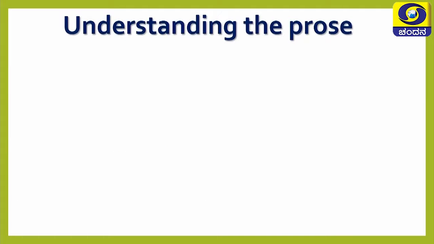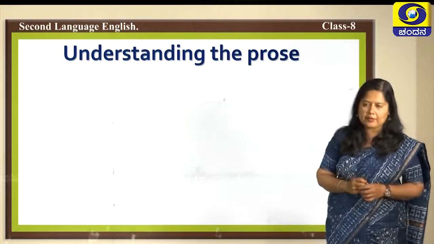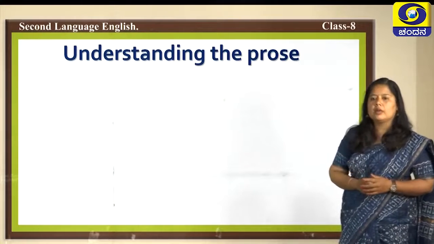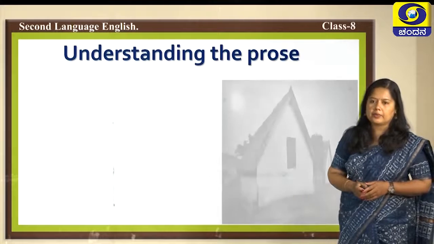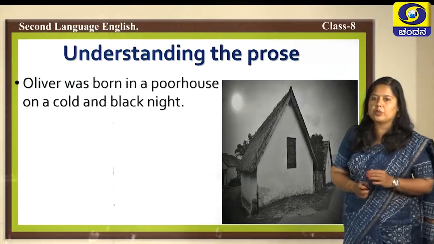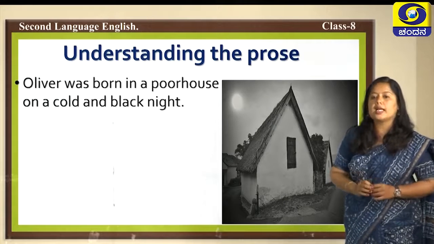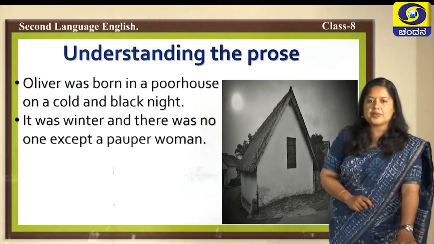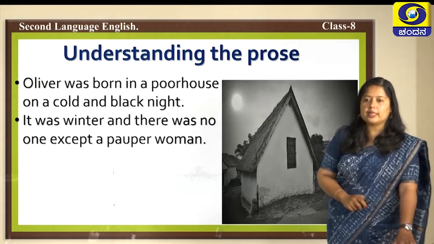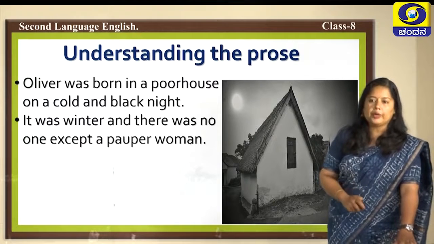So, now children, we have come to the stage to understand the prose part that we read previously. There are some points that you need to focus on more while studying. What comes to your mind when you see this picture? Oliver was born in a poor house on a cold black night. It was night and it was cold and dark. It was winter and there was no one except a pauper woman. When Oliver's mother was about to deliver her baby, there was no one around her but a pauper woman.